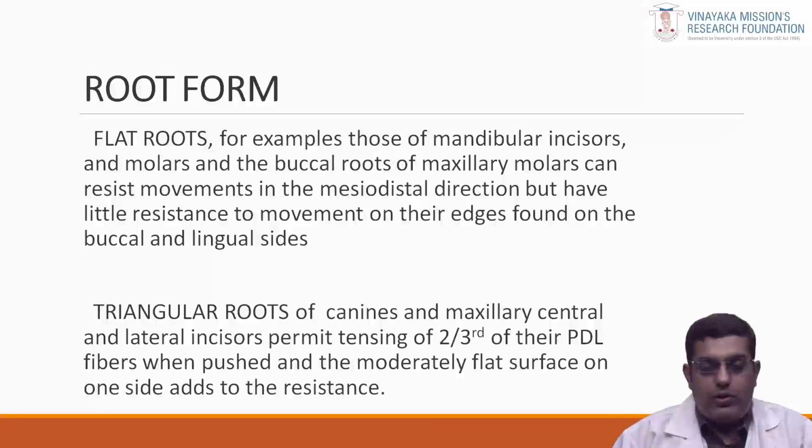Coming to flat roots, for example, we can take mandibular incisors and molars and the buccal roots of maxillary molars, where they can resist movements in the mesiodistal direction but have little resistance to movements on their edges found on the buccal as well as the lingual sides. Triangular roots of the canine and the maxillary central and lateral incisors permit tensing of almost 2/3 of their periodontal ligament fibers when pushed, and the moderate flat surface on one side adds to the resistance.